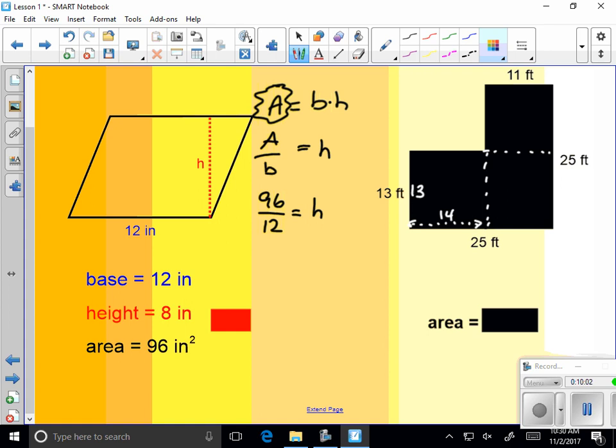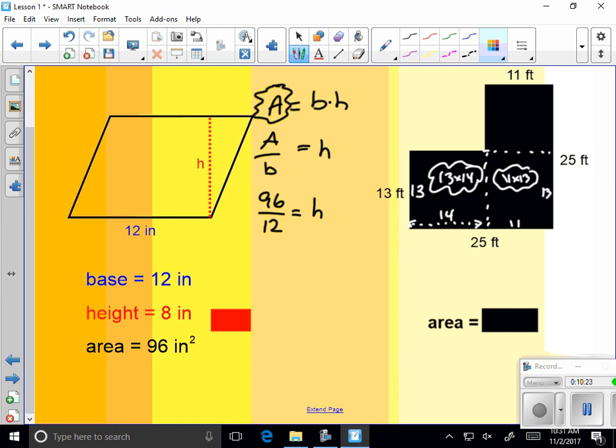We're going to assume that all of these are either rectangles or squares, right? We won't assume that that's a parallelogram of any sort. So I take 13 times 14 to get this area, right? Whatever that is, I don't know. Then over here, I take 11 times 13, and I get a number.